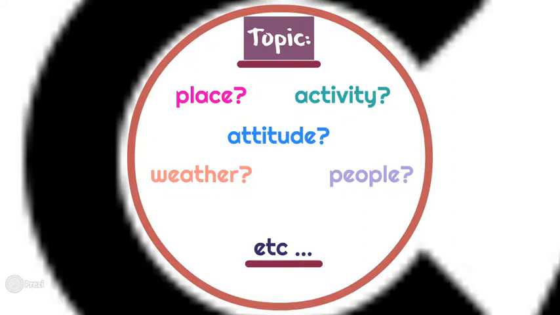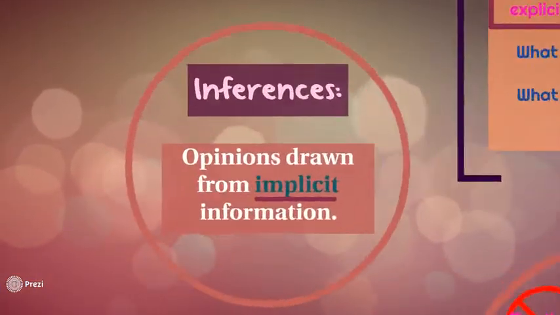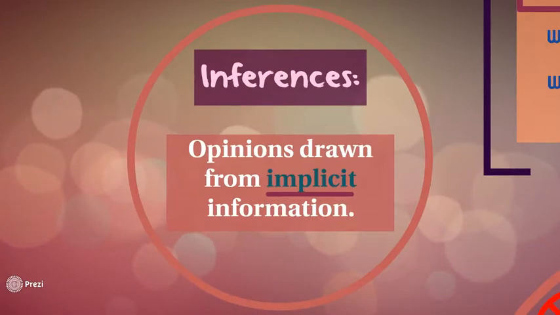So essentially, the topic that you get asked for in question 2 could be anything, but what will always be a sure thing is that it will have grown out of the content of the sources. So it will always be a topic that links Source A and Source B together. So in order to analyse the topic properly and to be able to summarise it, you're inevitably going to need to infer and make inferences. And all that means is to draw opinions from the implicit information.